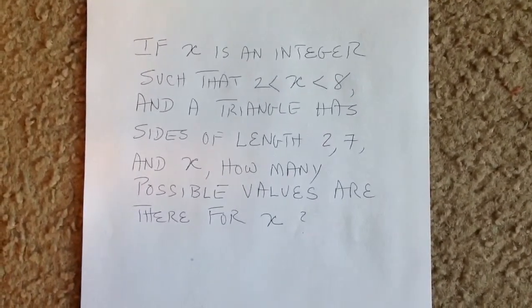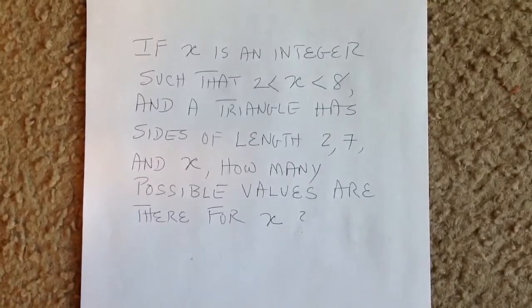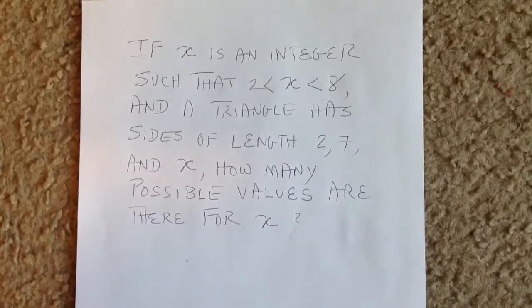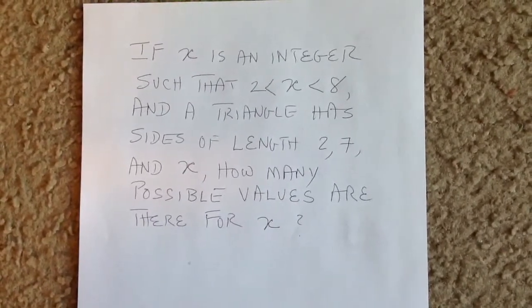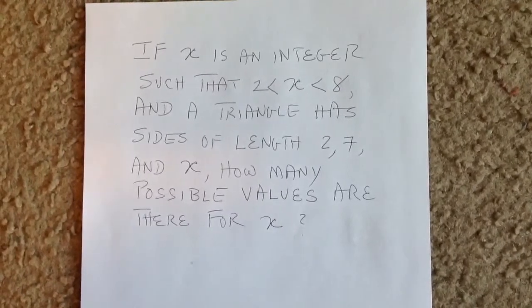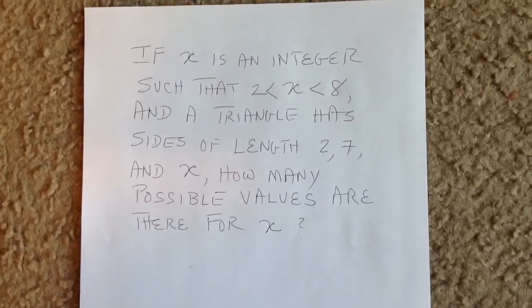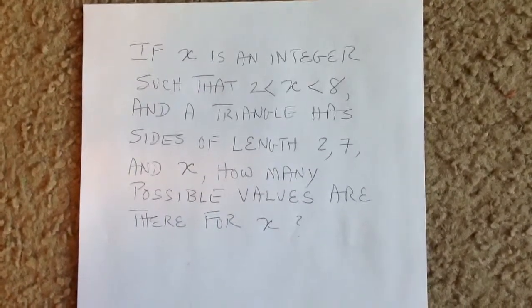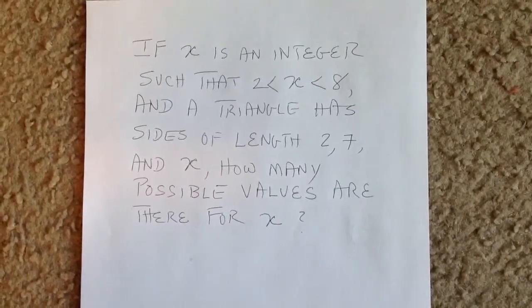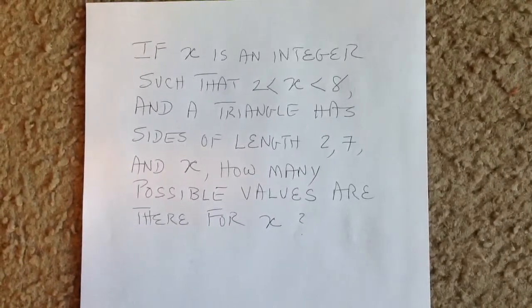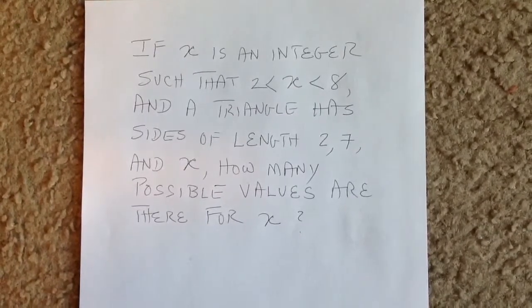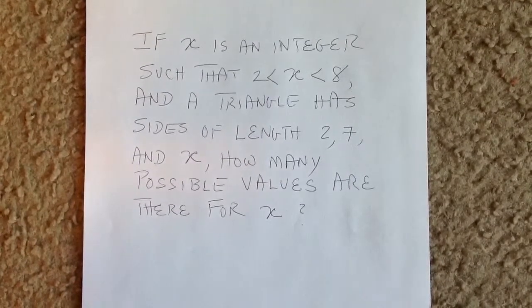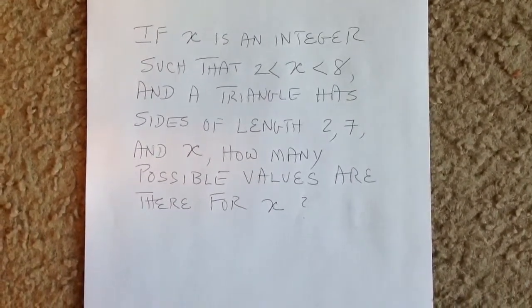Now, we know the property of the triangle that says that in any triangle, the sum of any 2 sides is greater than the 3rd side. So x cannot be 2 because 2 plus 2 is less than 7. It cannot be 3 because 2 plus 3 is less than 7. It cannot be 4 because 2 plus 4 is less than 7. And it cannot be 5 because 2 plus 5 equals 7. So the only possible answers are 6 and 7. So there are only 2 values for x.